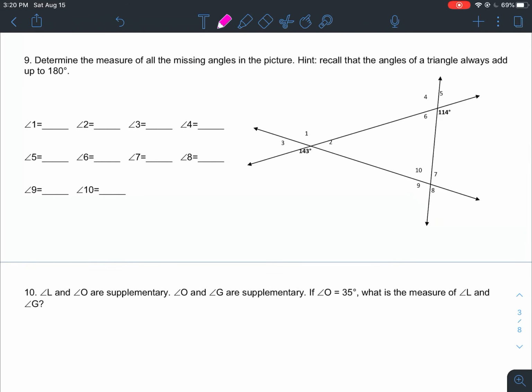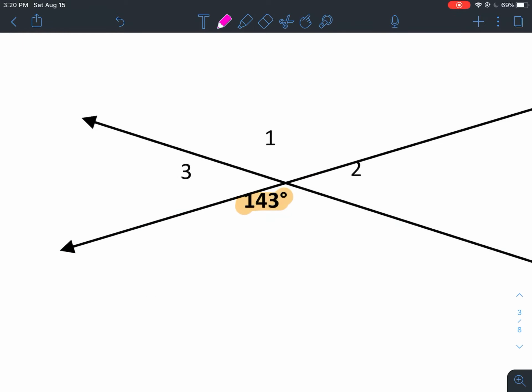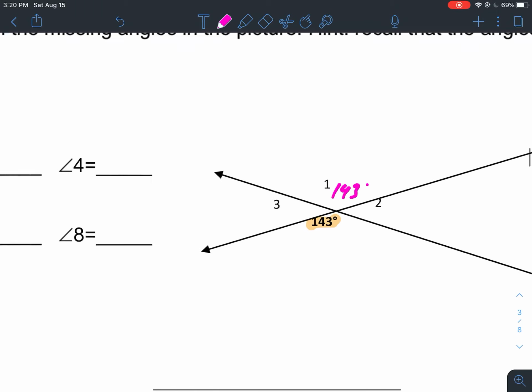Okay, number 9. We know these two angles right here, and we're being told to find the other 10 angles. That might look impossible, but don't worry, it isn't. We do not need to go in order. We will, however, find angle 1 first, because remember, these are vertical, and therefore congruent. So angle 1 must be 143.